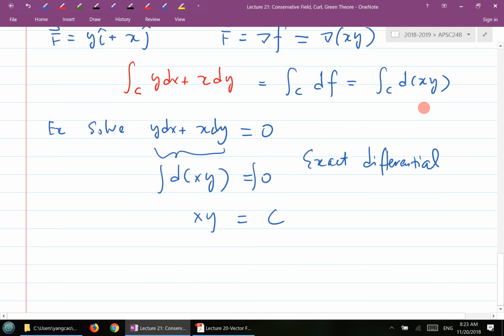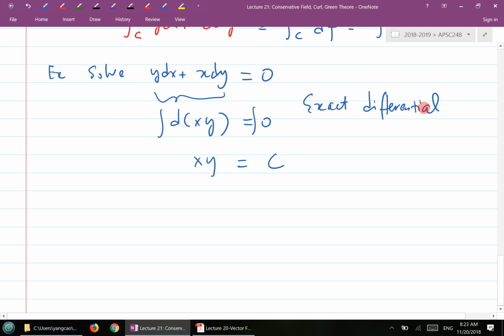So that's the conservative field. But we have two questions we haven't answered here. The first question, you actually probably wondered: how do you know that this vector field is a conservative field? So that's basically the first question.